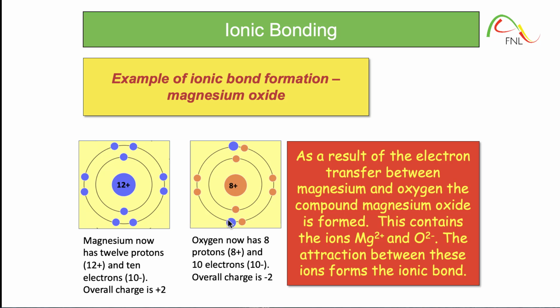Oxygen, okay, still got 8 pluses in the nucleus, but it's now got 10 electrons. So we've got 8 pluses, 10 minuses, overall charge is -2. So as a result of electron transfer between magnesium and oxygen, the compound magnesium oxide is formed. This contains the ions Mg2+ and O2-, and the attraction, pluses and minuses, between these ions forms a very, very strong ionic bond.